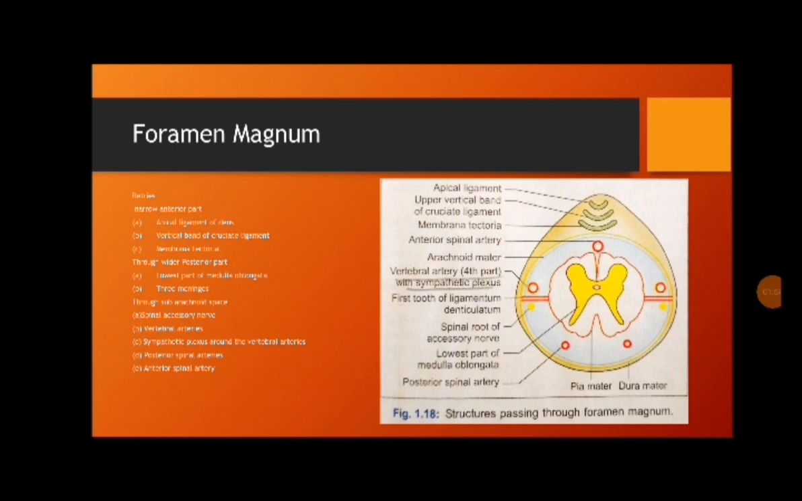Through the subarachnoid space, it transmits the spinal accessory nerve, vertebral arteries, sympathetic plexus around the vertebral arteries, posterior spinal arteries, anterior spinal arteries. Okay. So this diagram is important. You can draw this diagram while explaining the answer of foramen magnum.